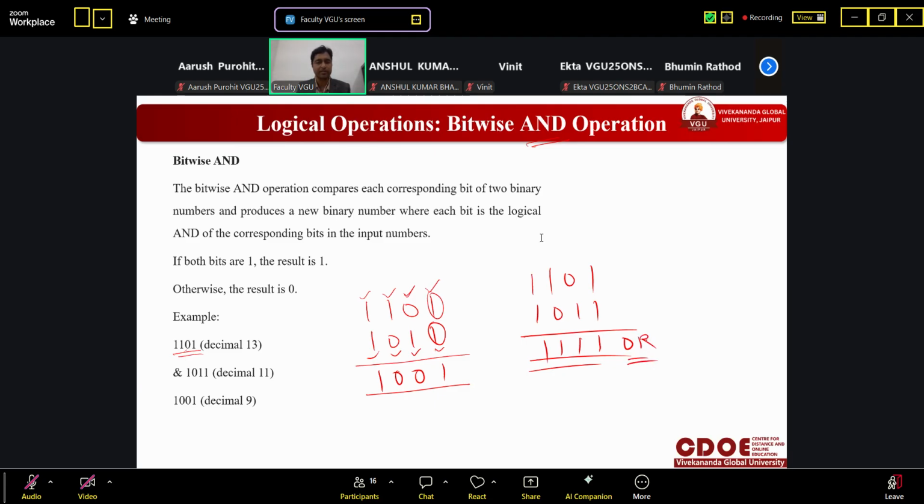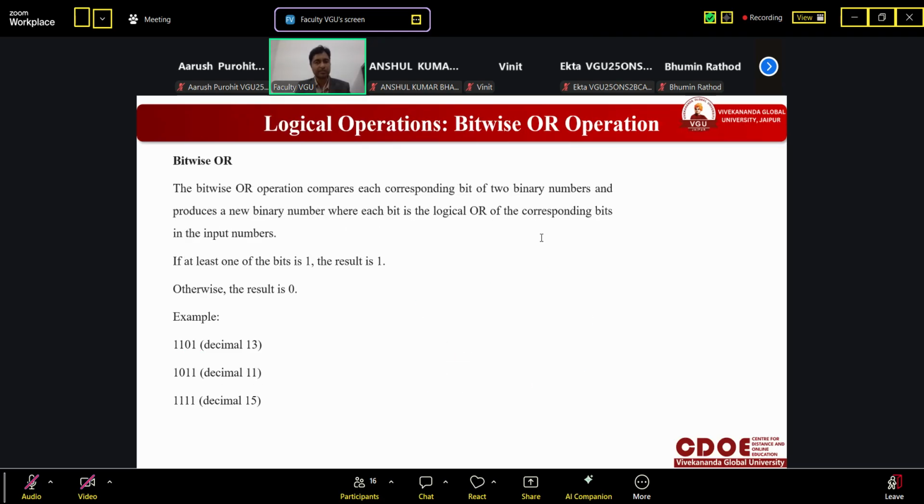So this is the logical OR operation. Similarly, we can do any operation on any number, like 1 0 0 1 0 1 and 1 1 1 0 0 1, and you get 1 1 1 0 1 1. So this is all. Understood?